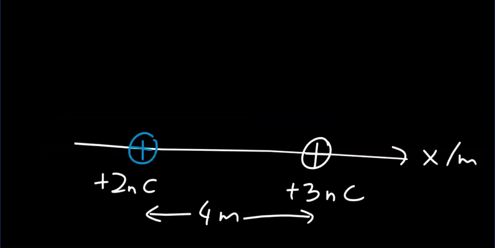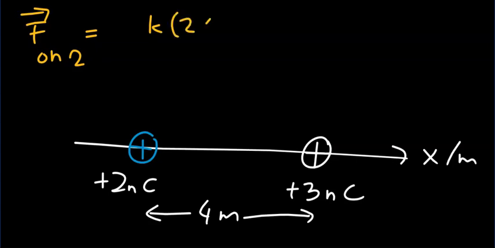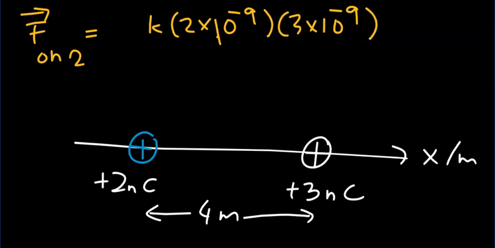Let's look at the following simple example. You have two charges. One is positive 2 nanocoulomb, the other one is positive 3 nanocoulomb. They are placed on the x-axis, and the distance between them is 4 meters. So let's compute the force on the 2 nanocoulomb positive charge. Now the magnitude is of course the constant K times the product of the two charges, which is 2 times 10 to the power minus 9 times 3 times 10 to the power minus 9, I'm converting to coulomb, over the distance squared, so the distance is 4, square of that.